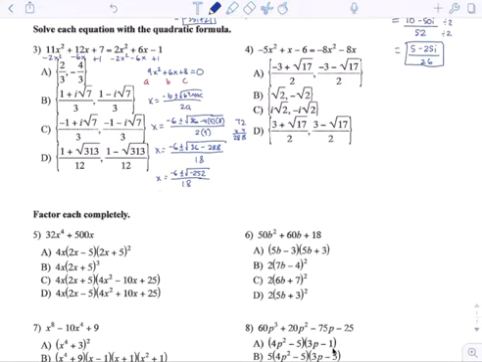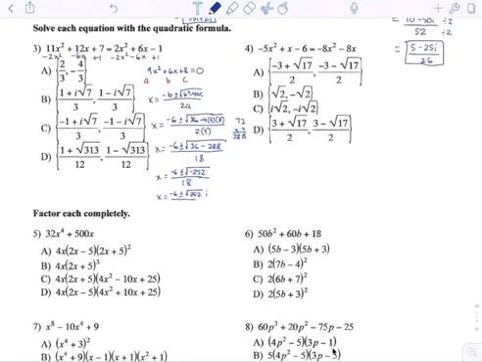Now we have to simplify that radical of negative 252. So x is equal to negative 6 plus or minus the radical of 252i. Remember, to get rid of that negative sign on the inside of the radical, you just take an i on the outside, all over 18. Now we have to simplify that radical 252.